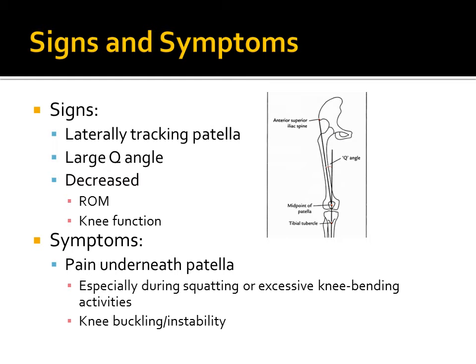So, some signs and symptoms of this injury, signs being things you can see. You could see that your patella is tracking outside laterally, possibly an increased or large Q angle. Q angle being the angle from your hip to your kneecap in proportion to your lower leg, as shown in the image on the right. Also decreased range of motion, so you're unable to flex your knee or bend your knee as far as you could before, and decreased function and ability.